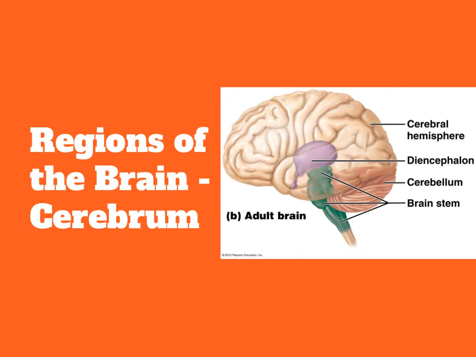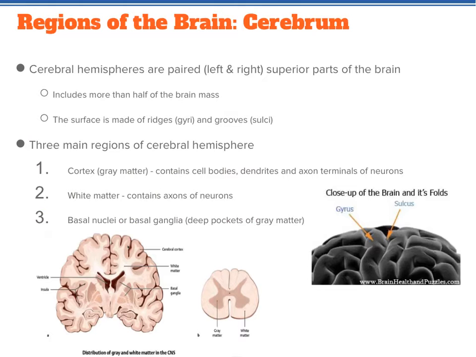Okay, next I'm going to take you through these regions of the brain and talk a little bit about the difference in function. First we're going to talk about the cerebrum. The cerebrum is that big top part of your brain, and you've probably heard talk about the left and the right side of your brain. Your cerebral hemispheres do have a left and a right side. The left side of your cerebrum controls the right side of your body, and the right side of your cerebrum controls the left.